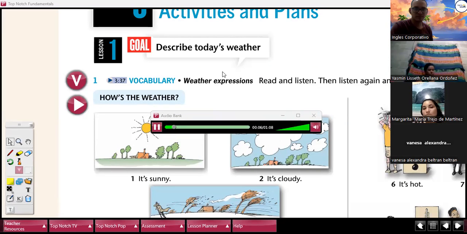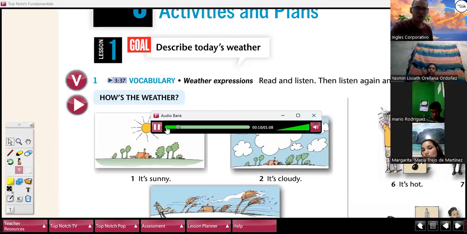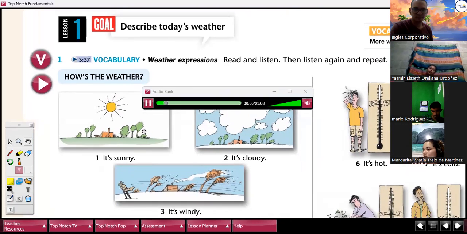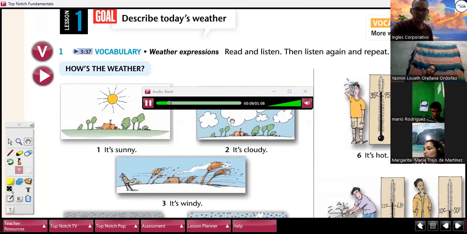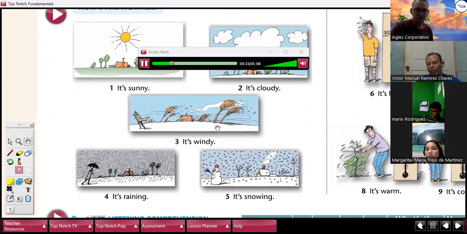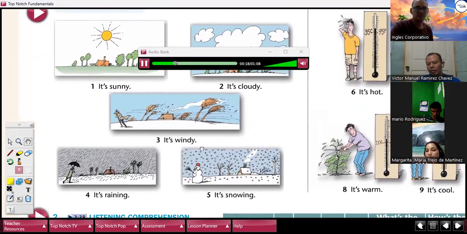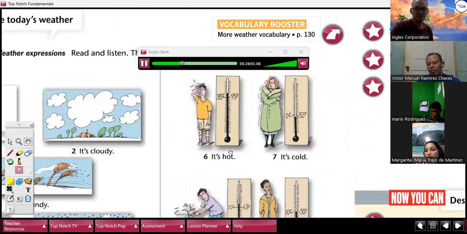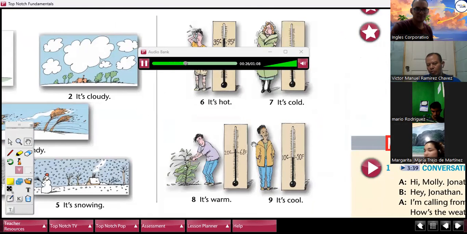Two. It's cloudy. Let's read the audio one more time. It's windy. Read and listen. One. It's sunny. Two. It's cloudy. Three. It's windy. Four. It's raining. Five. It's snowing. Six. It's hot. Seven. It's cold. Eight. It's warm. Nine. It's cool. Now listen again and repeat.